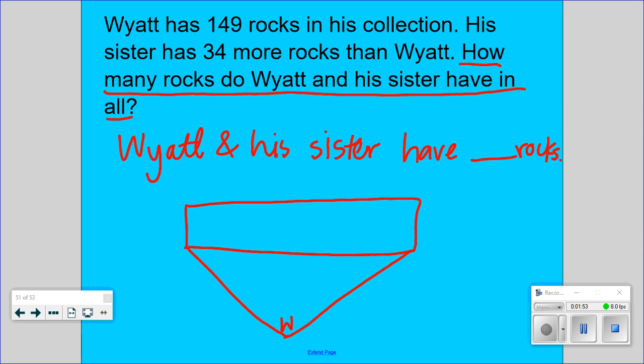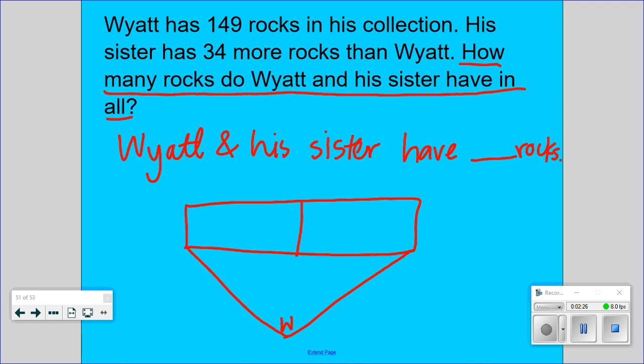Autumn, do I know the total amount of rocks? No, I don't. I know Wyatt, I know his sister has more, but I don't know how much they have in all. I need to figure out Wyatt and his sister to figure out my total. My part and my part. Emma? But first you have to do 149 plus 30. Hang on to that thought. Let's stick Wyatt's in first.